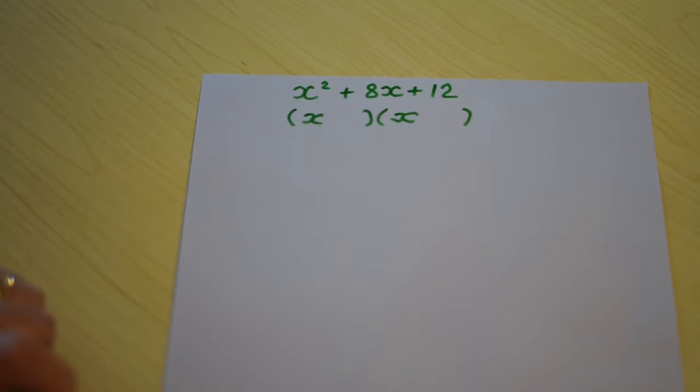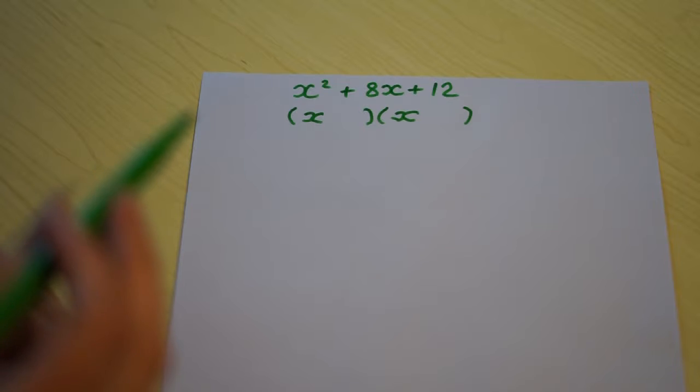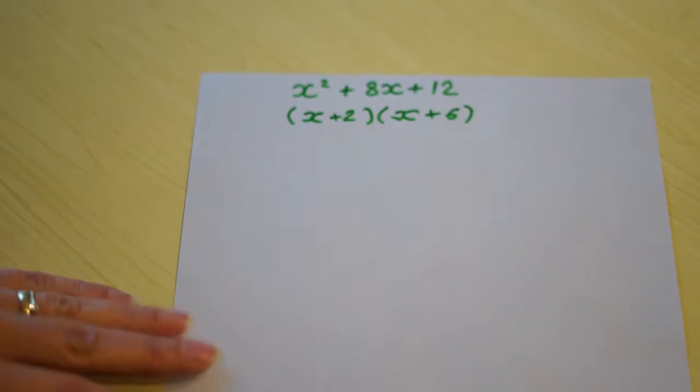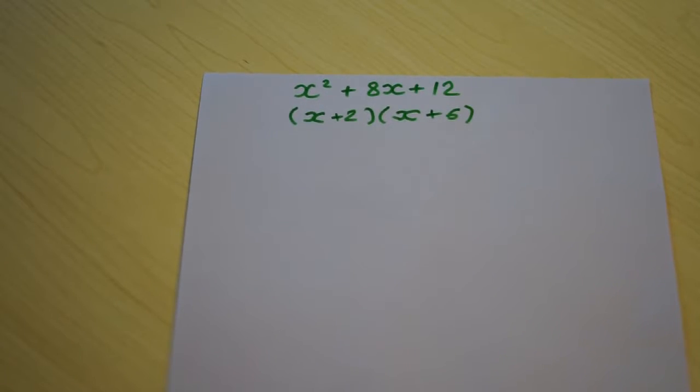There are a lot of pairs of factors of 12, especially if you consider the negative pairs. So we've got 1 times 12 and minus 1 times minus 12. We've got 2 times 6 and minus 2 times minus 6. We could carry on with that list, but we can see with the pairs listed so far, the 2 and the 6 add up to 8, so we can write those in, and we've factorised this first quadratic.